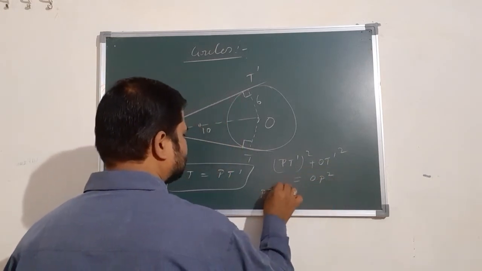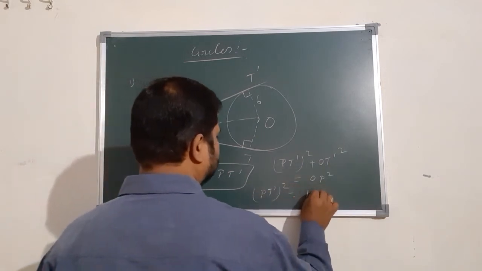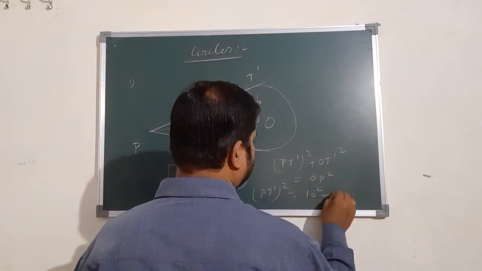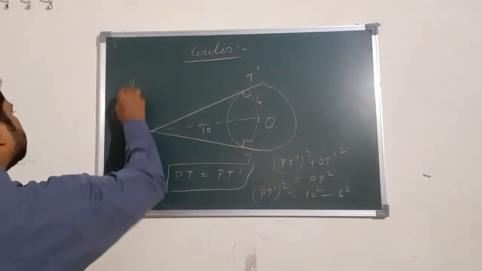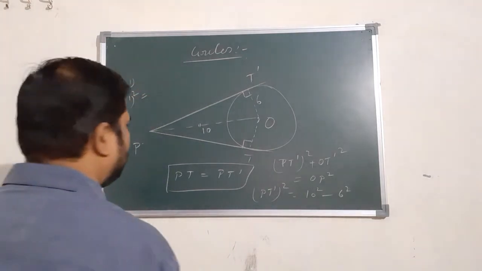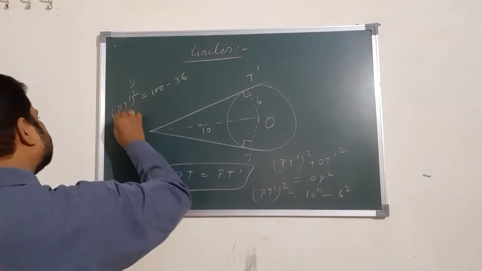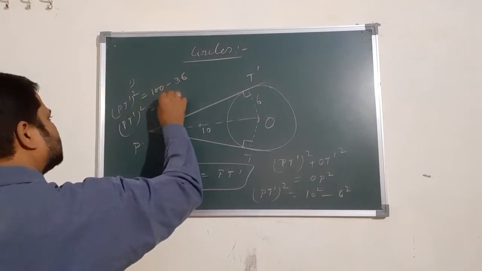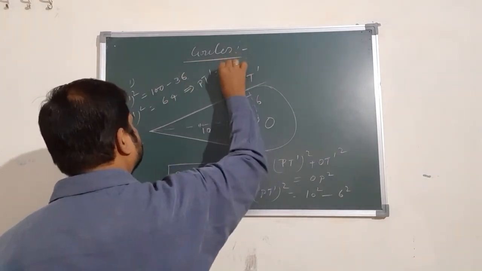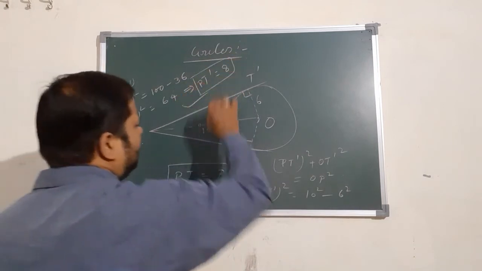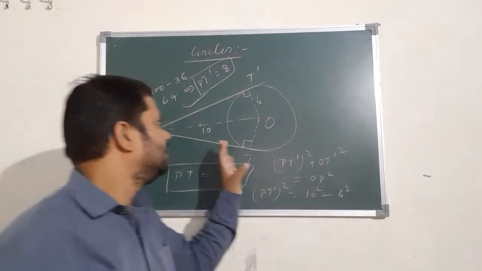So PT dash whole square is equal to OP square, this is 10 square, minus OT square, this is 6 whole square. So what you get, PT dash whole square is equal to 100 minus 36, so PT dash whole square is 64. This implies PT dash is equal to plus minus 8, that means 8, because distance can never be negative. So this is the question based on this.